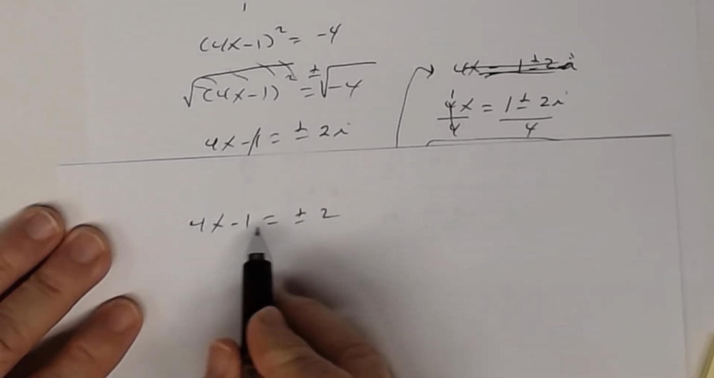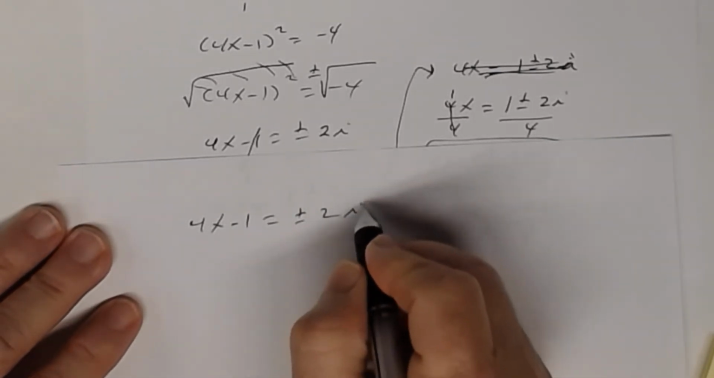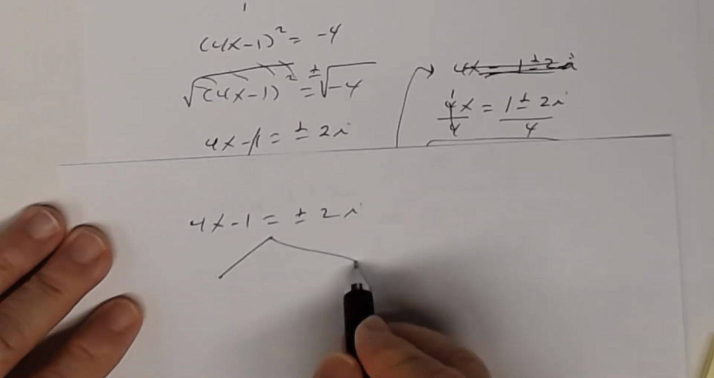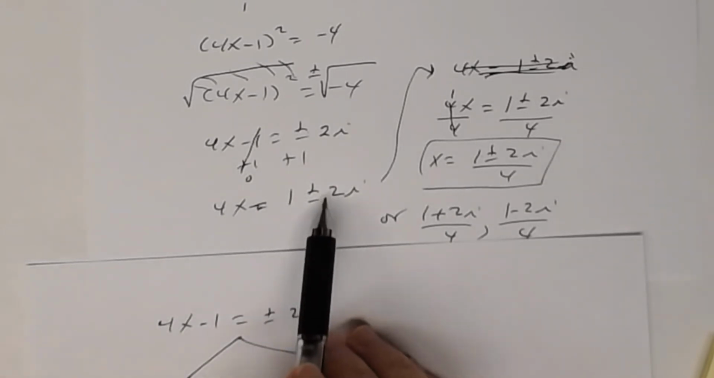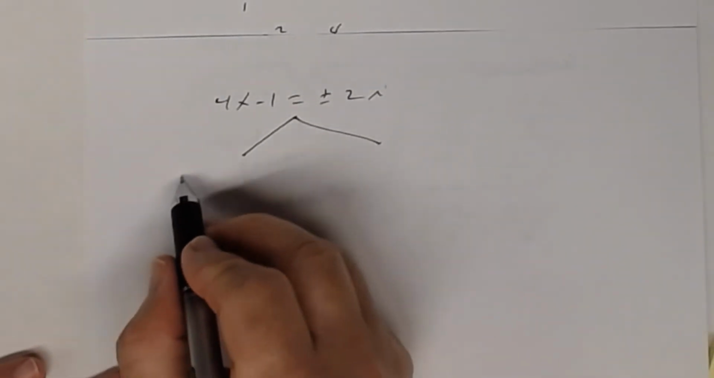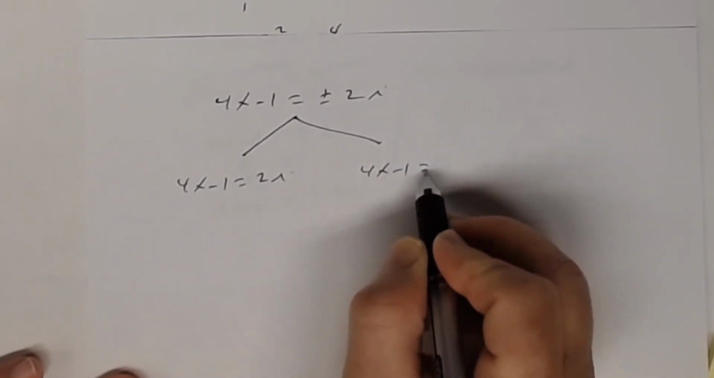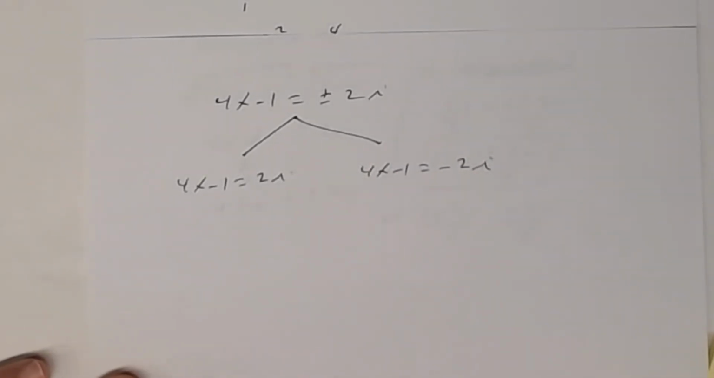So you have this expression equals two things. Oh, that's an i here. Equal to two things, a positive 2i and a negative 2i, right? So at this point, instead of writing them in compact form like I did here, you could separate them. You would say 4x minus 1 equals 2i, and then 4x minus 1 equals a negative 2i, right? And then you solve for x.